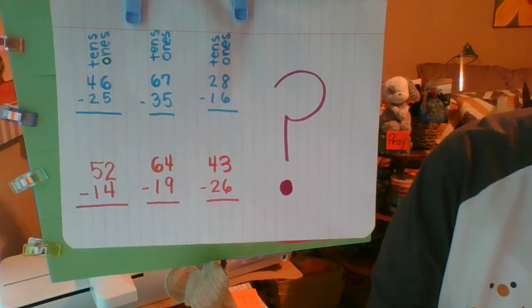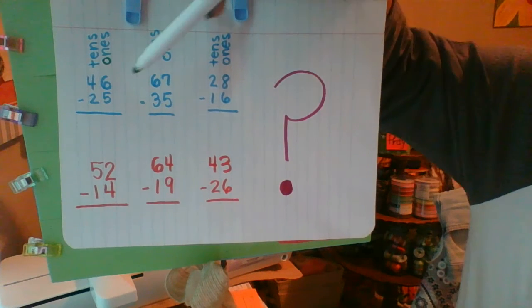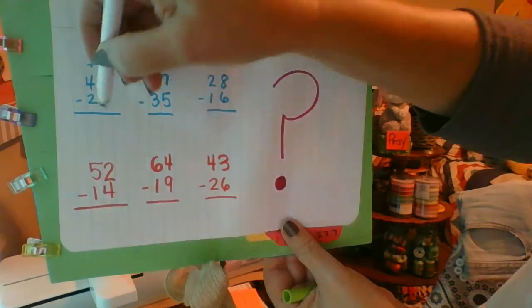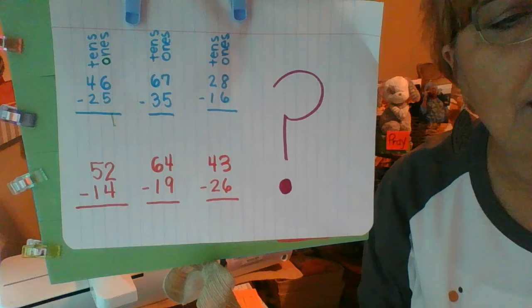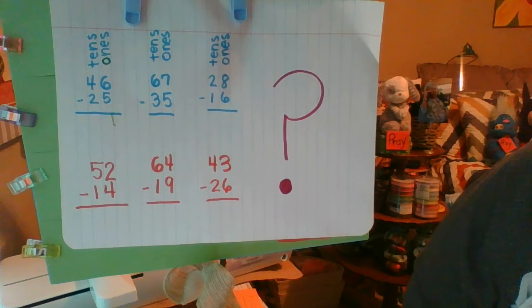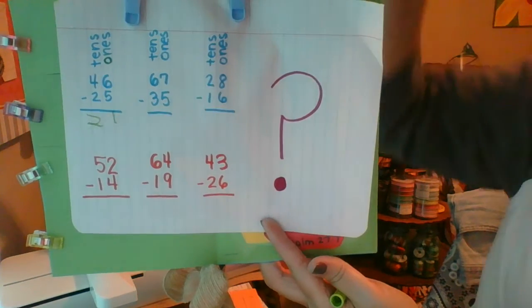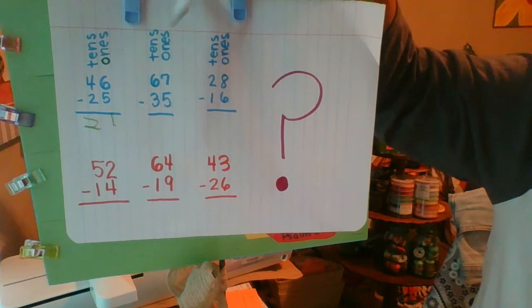So if it's not bigger, we just subtract. So what is 5? You take 5 away from 6. How many do you have left? That's right, 1. Let's look at the tens place. 4 minus 2. If you take 2 away from 4, you have how many left? Correct.